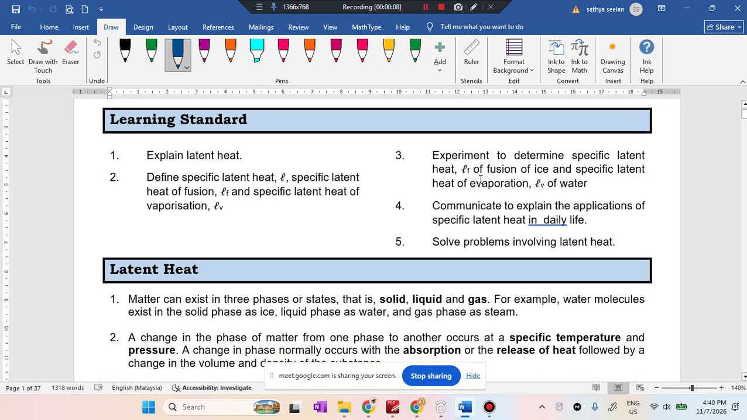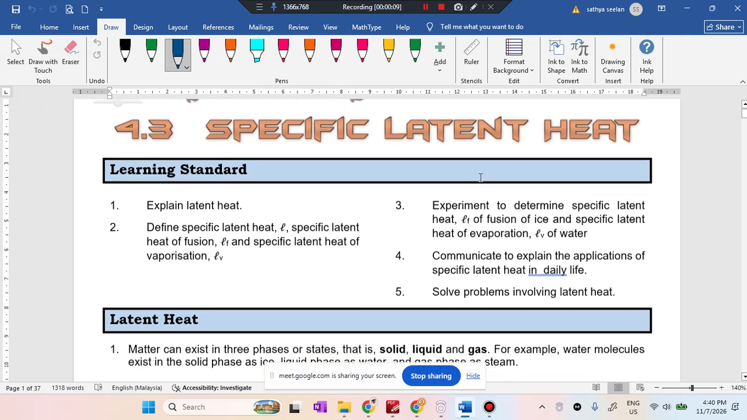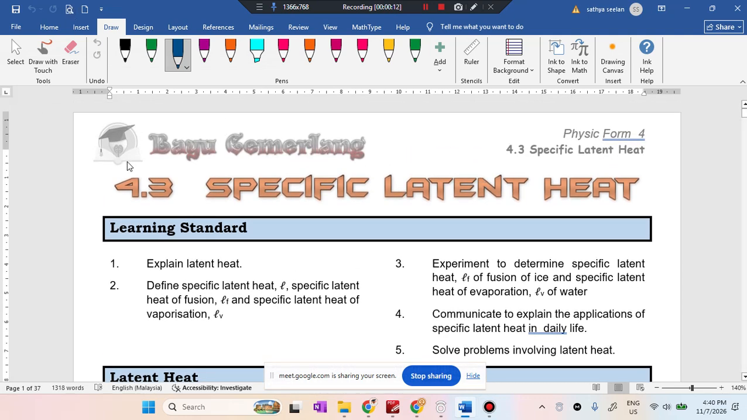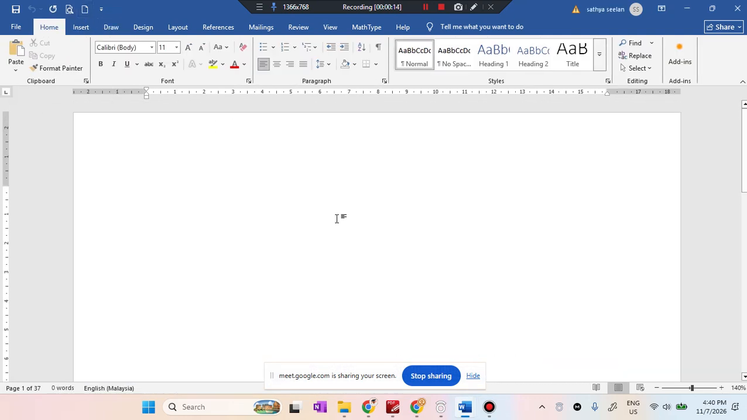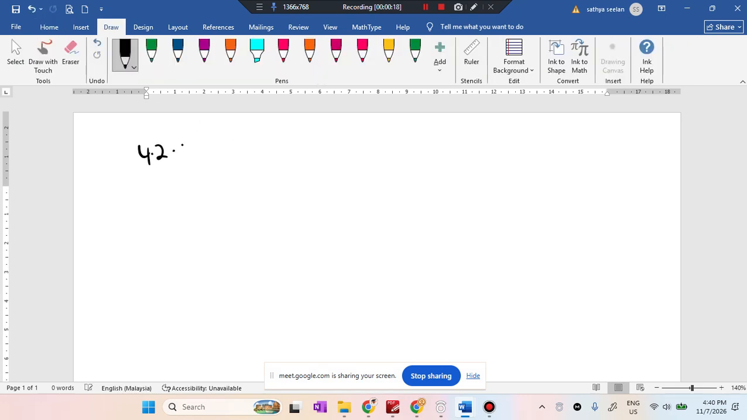Specific latent heat. Okay. Before we go into specific latent heat, let's recall first what we learned in 4.2. In 4.2, what did we learn? Specific heat capacity.